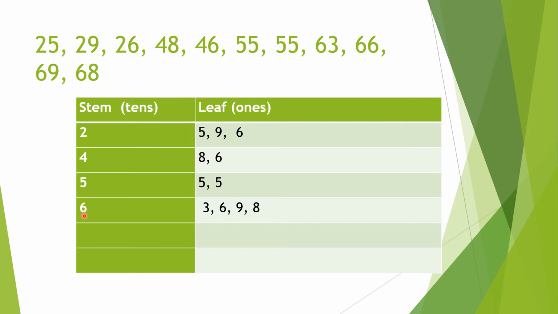6 from the stem gives you 60, while 3 from the leaf gives you 3, making it 63. Same thing here. 6 from the leaf gives you 6, while 6 from the stem gives you 60. So that's how you have 66. Same thing here. 9 from the leaf gives you 9, and 6 from the stem gives you 60, hence you have 69. 8 from the leaf gives you 8, and 6 from the stem gives you 6 tens or 60, hence you have 68. You have no more ones, so that is complete. You move to the next row. There are no more numbers in the next row, hence you have completed converting from stem and leaf to real numbers.